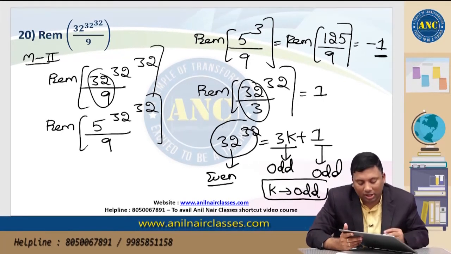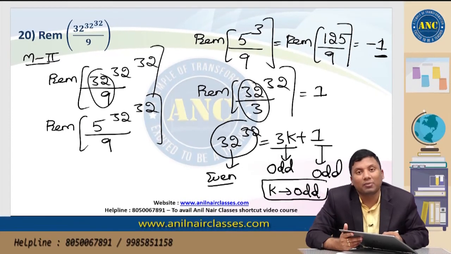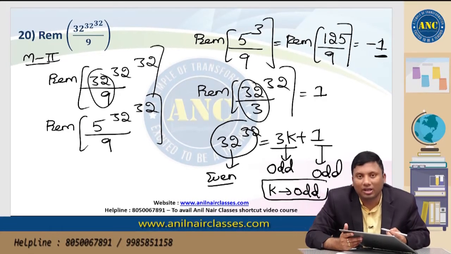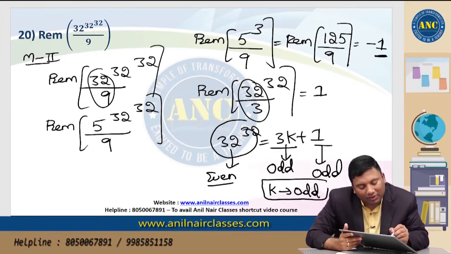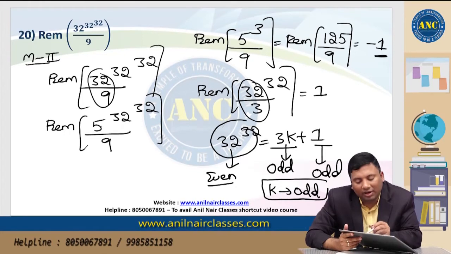Now in this question, we determined the nature of k. Why is the nature of k required? Because minus 1 to an odd power gives minus 1, and minus 1 to an even power gives plus 1. Again I am explaining. 9 3s are 27. 5 power 32 power 32 divided by 9. 5 cube divided by 9: 125 divided by 9 is minus 1.